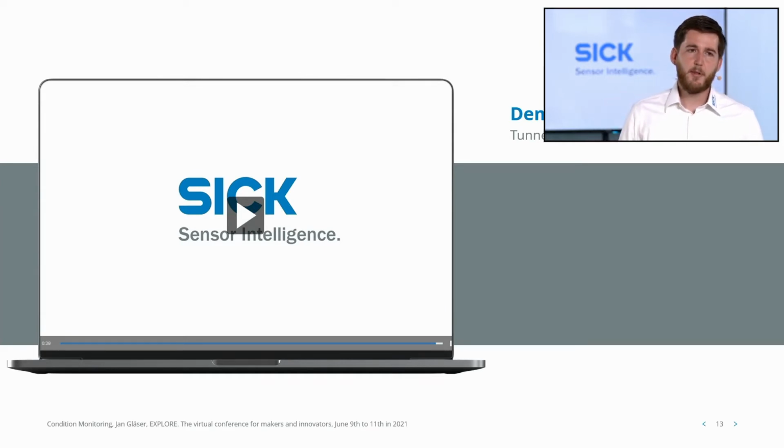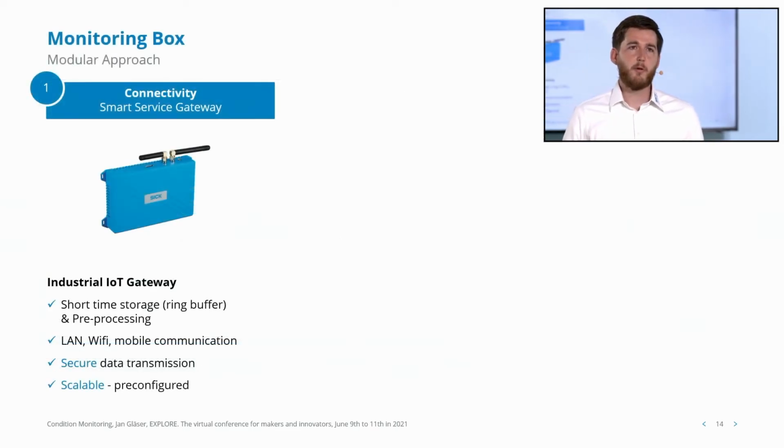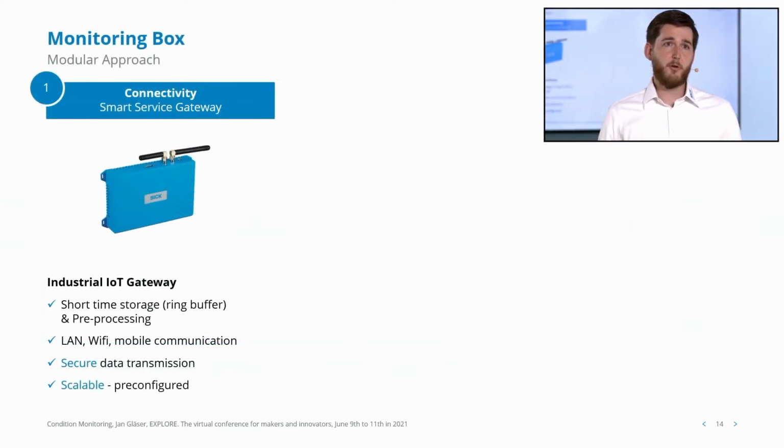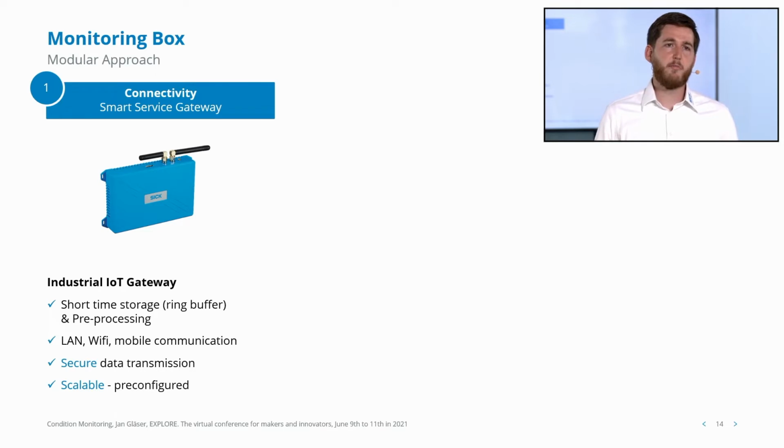Okay, now let's talk about a solution. How can a solution look like? Our product is called Monitoring Box, and the Monitoring Box has a modular approach. We start with the connectivity. We have a standard connectivity called Smart Service Gateway, and with this Smart Service Gateway, you have some benefits. You have a so-called short-time storage, a ring buffer, so that no data gets lost if there is sometimes no connection. We also have pre-processing on the gateway itself.